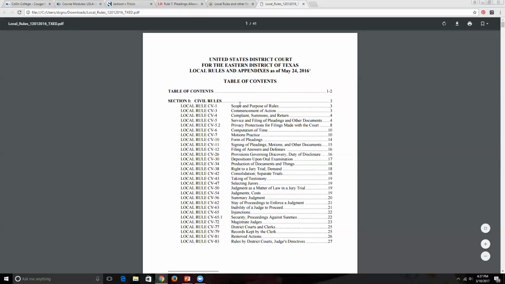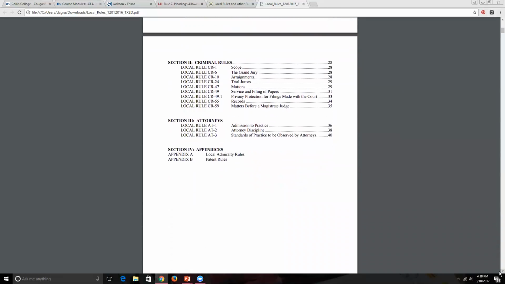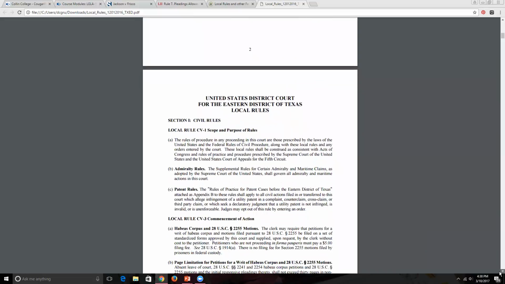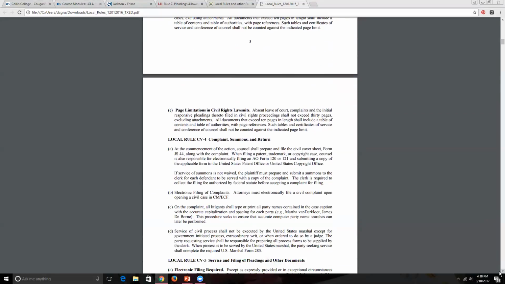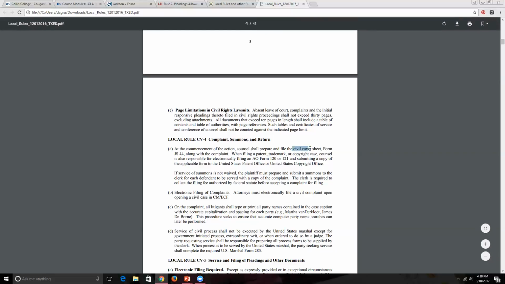And you can see that we have a section on the complaint, the petition, the summons, and the return. We also have a section on the form of pleadings and upon the signing of pleadings, motions, and other documents, and on filing of answers. I'm just going to quickly scan through this so you can see what we have here. See if there's anything that jumps out at me. There's some information about the civil cover sheet. We'll talk about this later on in our presentation.